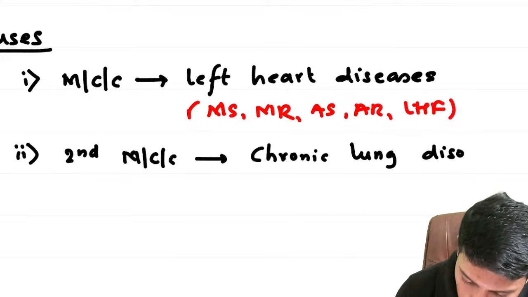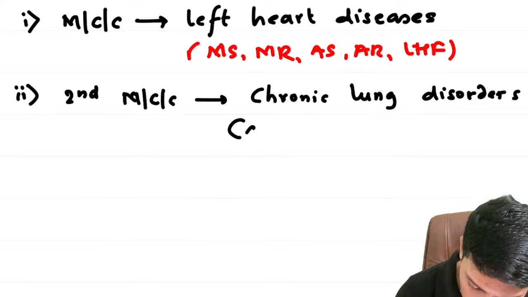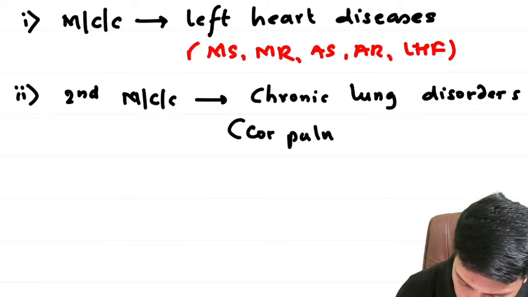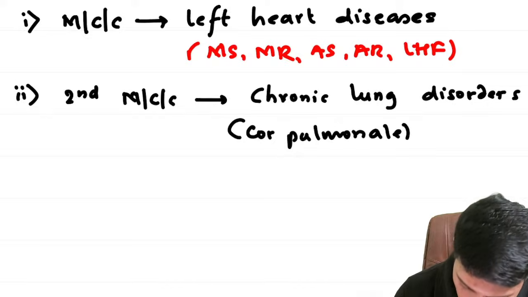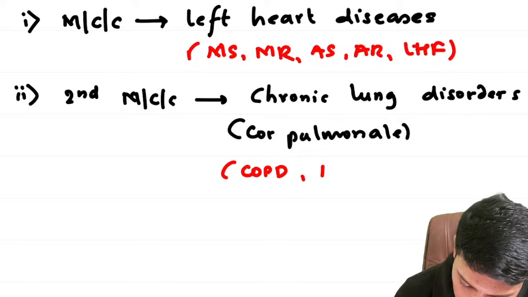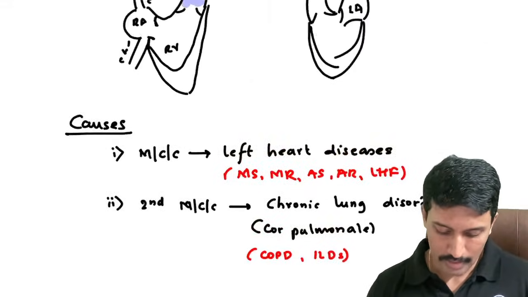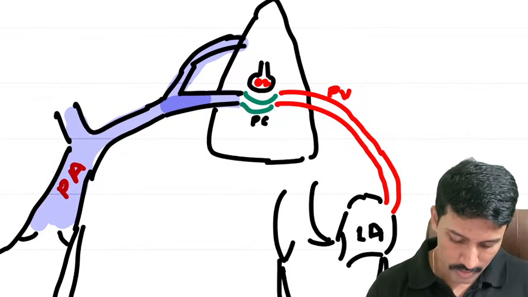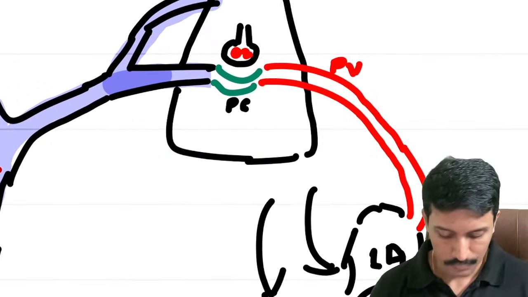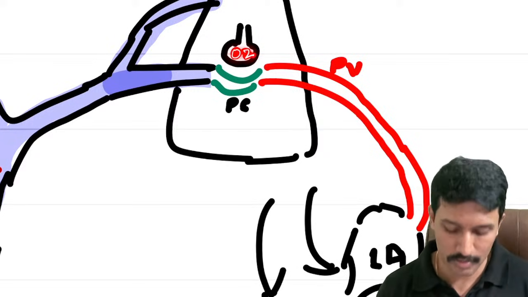And when lung disorders cause pulmonary hypertension, that is what we call cor pulmonale. So this can happen because of COPD, which is the most common cause for cor pulmonale, and some ILDs. Because in ILDs also the amount of oxygen entering the alveoli is reduced. In the chronic bronchitis type of COPD, again oxygen entering the alveoli is reduced.